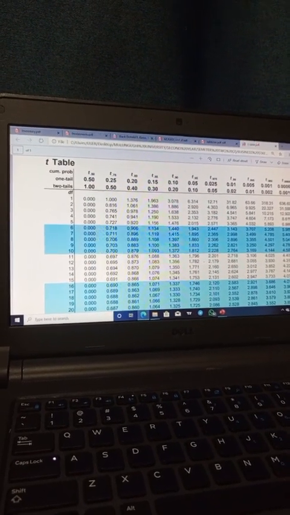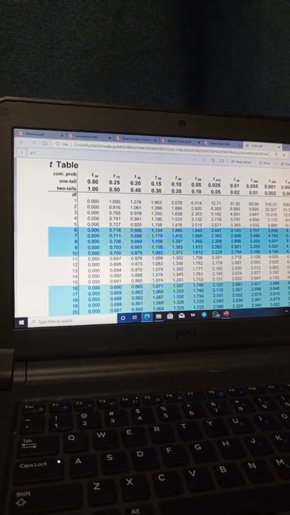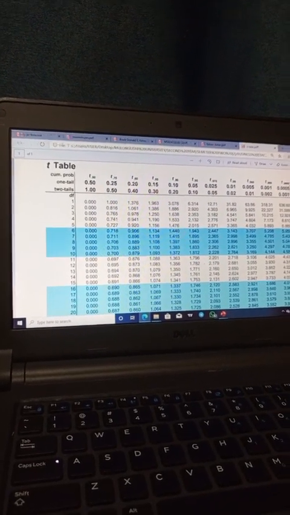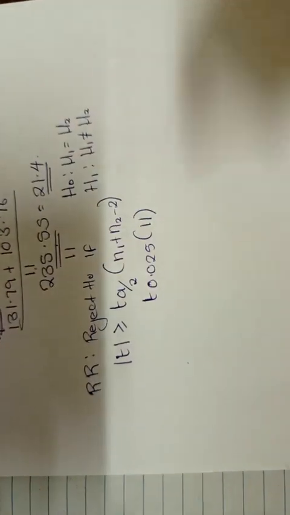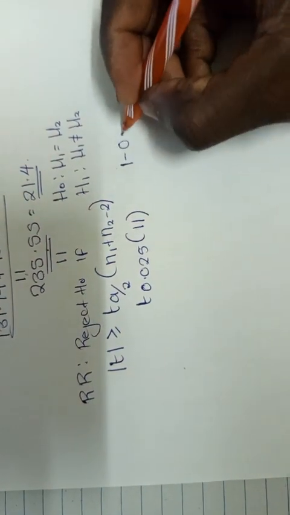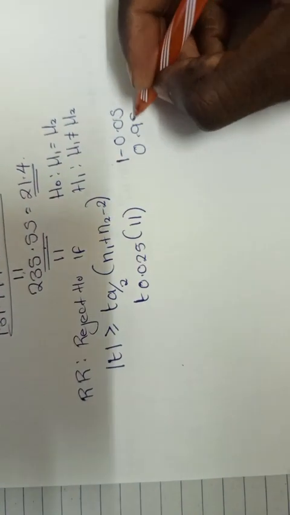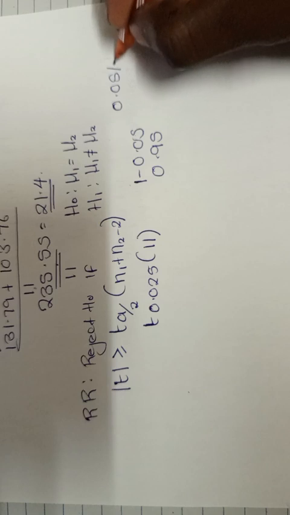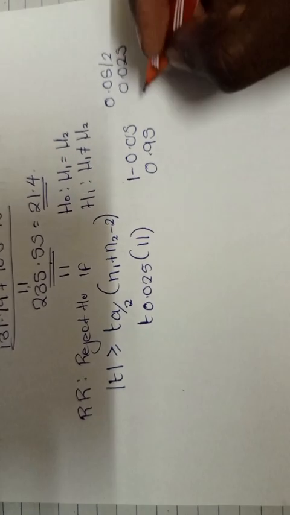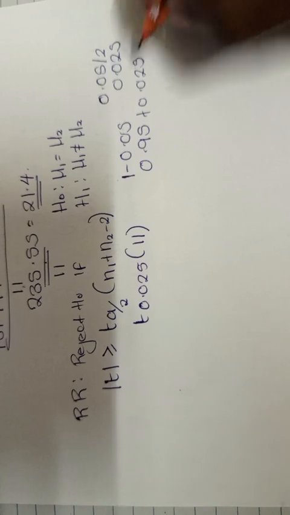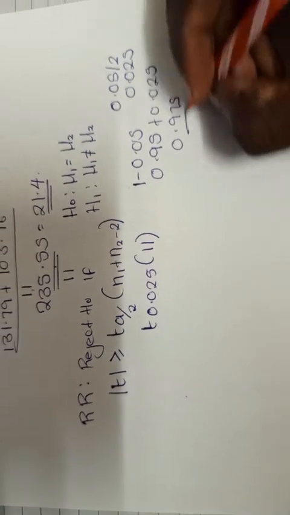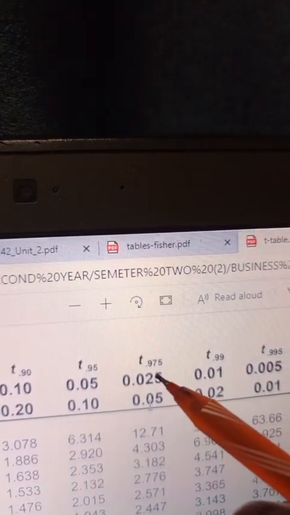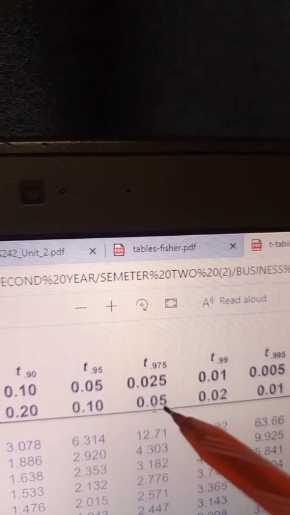But someone may say, but no, he used 0.05 instead of using 0.025. Of course, I can even show you proof of why we can use it. Just say 1 minus 0.05, you get 0.95. Then you divide 0.05 by 2, you get 0.025. Then you add the same 0.025, it gives you 0.975. For more proof and context, the 0.95 is here. This is the 0.975. You have seen the main reason why everything is correlating.